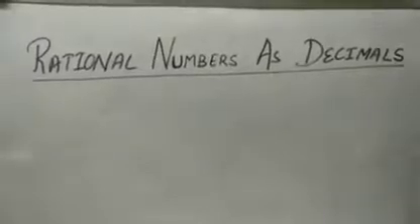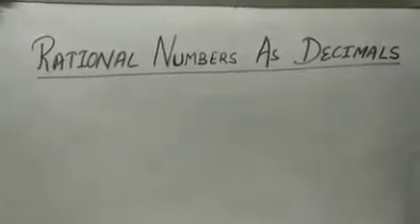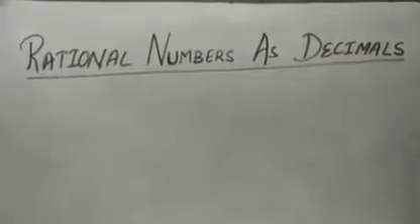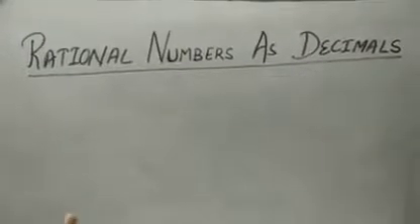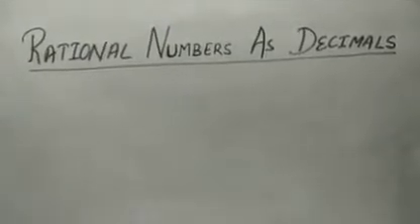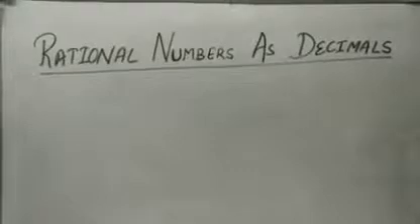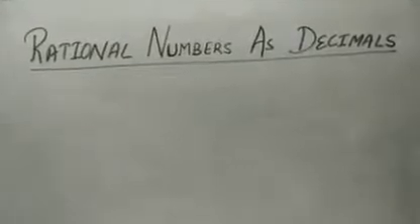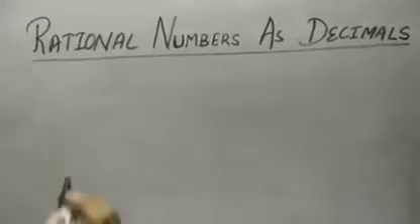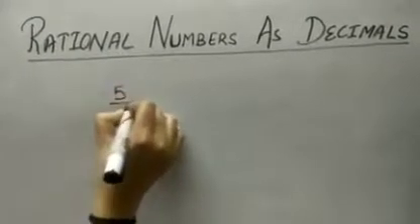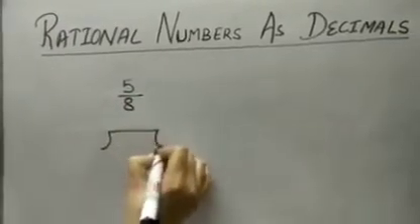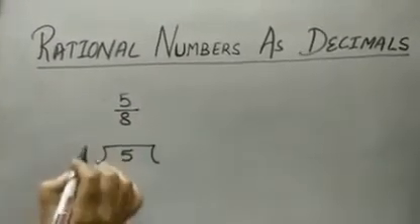Hello students, today we will learn how to convert a rational number into decimal by long division method. Every rational number can be represented in the form of decimal by using long division method. This representation can be either terminating or non-terminating. I am taking one example, 5 by 8. This is a rational number. Now by long division method I am going to convert it into decimal form.